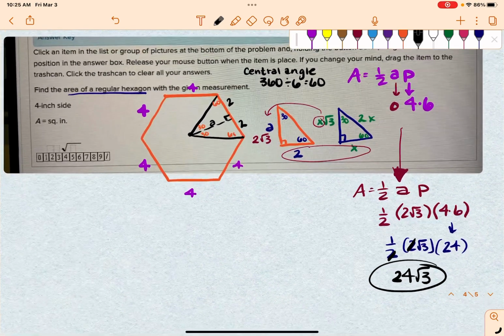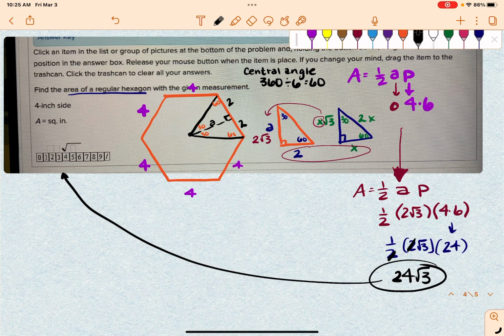So remember, when you're trying to input that up here, that means I'm going to drag a 2 and a 4 in front, and I'm going to drag the 3 underneath. So I'm just taking these actual boxes and I'm dragging them. Okay, so that means that your final area is 24 square root of 3 square inches.